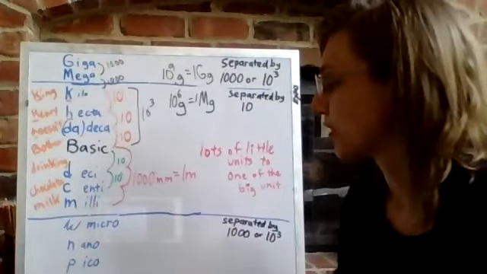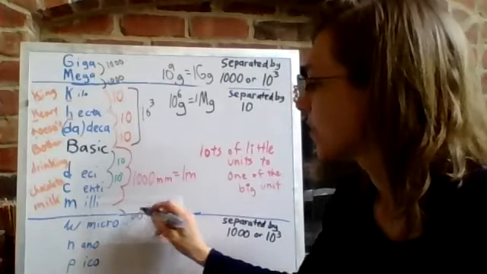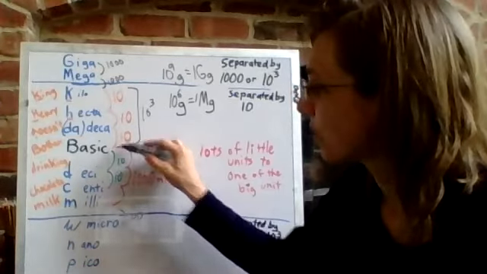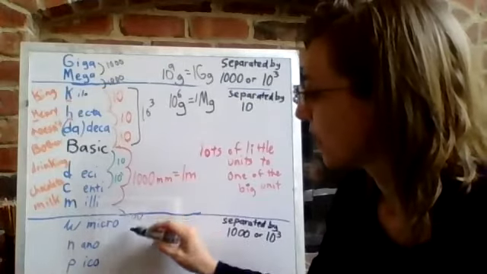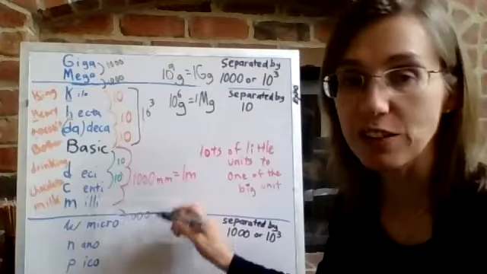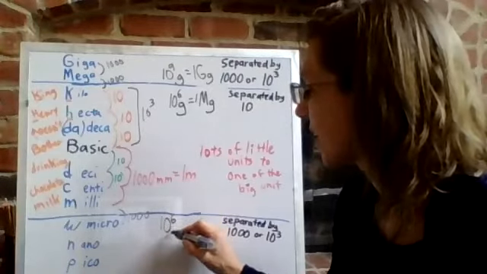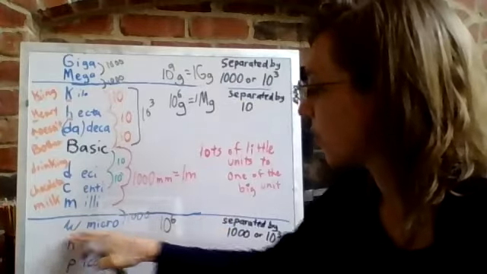Now let's look at our smaller units. These smaller units are also separated by a factor of 1,000. So if we have 1,000 going from basic to milli, we have 1,000 more going from milli to micro. 1,000 times 1,000, that's 10 to the 6th. And this time the smaller units are the micro.